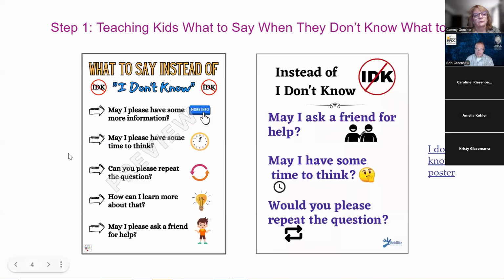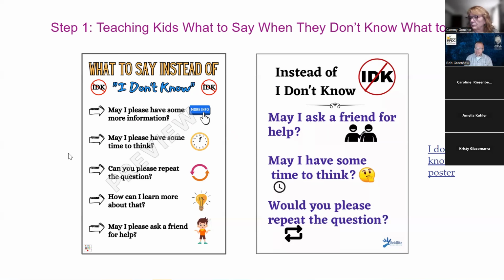All right, first step is teaching students what to say when they don't know what to say. Essentially it involves creating a poster with some talk moves or things that you're comfortable having students tell you if they're ever being asked to share in class and they're confused or they're not sure of the answer or they're hesitating. Basically, hey, do you need to talk to a friend or a partner for some help? Do you need some more time to think? Do you want me to repeat the question or rephrase the question? Do you need help finding that information?